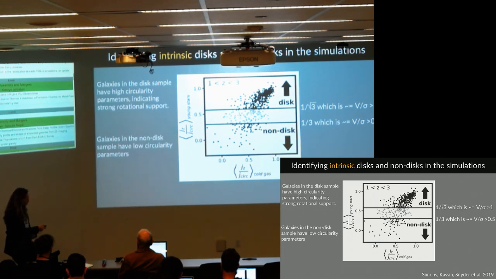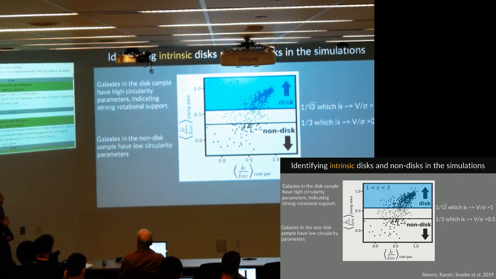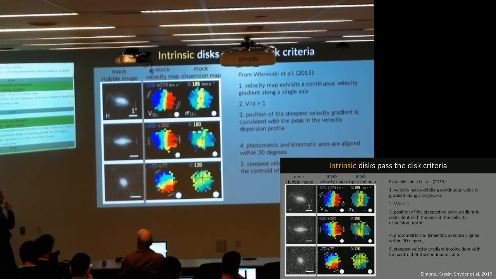And then we're going to choose what we call non-disk galaxies by making a cut around a third here. And as you'll see, they are not disks. OK, anyhow, so this is disk galaxies, and now we're going to look at some of those disk galaxies.